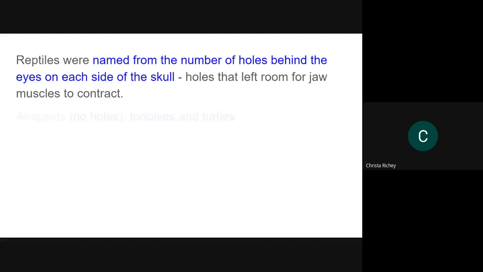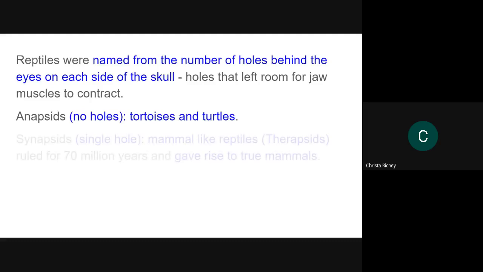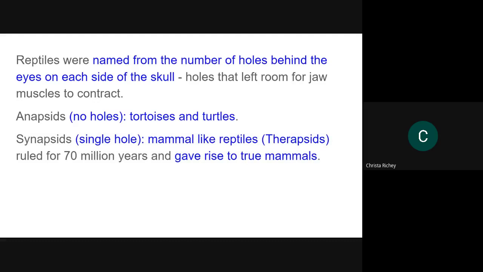So I'm not going into depth with mammals, but I will with reptiles. The amount of holes, essentially, where you think your ear is, helps determine what type of reptile, or mammal-like reptile for that matter, it is. If there are no holes at all, the "an" means not. That's what the prefix "a" or "an" means in Latin. And anapsids do not have holes. Turtles don't hear like we do. They have ear holes, but they don't hear like us.